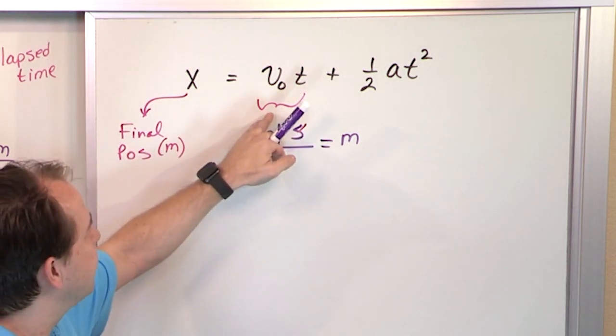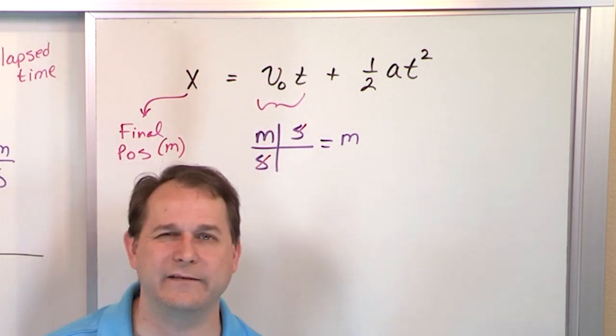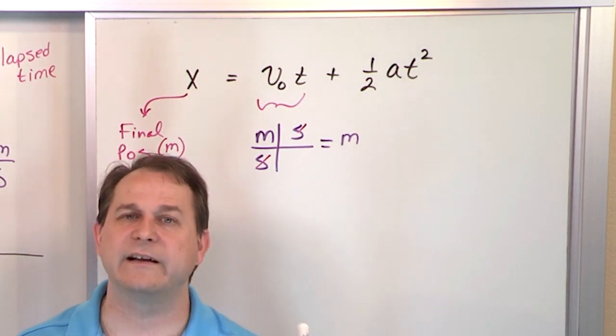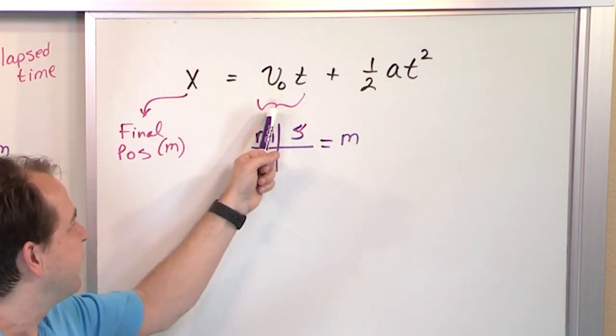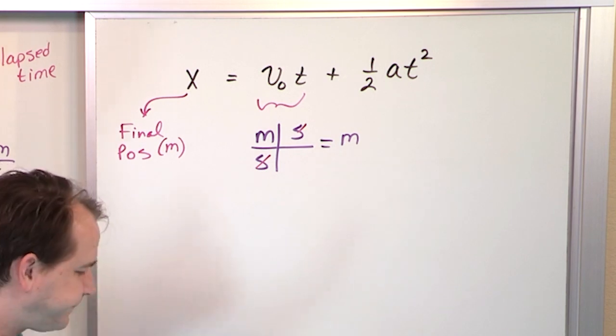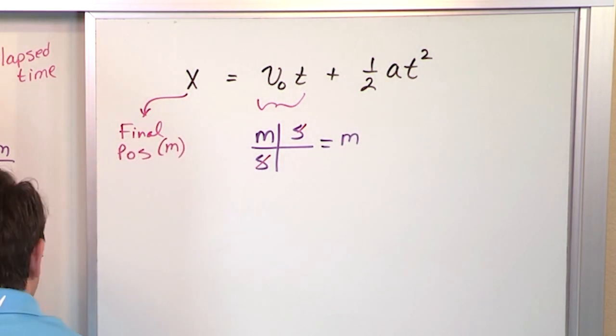So the first term is how far I have traveled only due to my starting speed. Not because I've accelerated, not because I'm speeding up, but only because I started out at 10 meters per second or whatever it is. That's what the first term is telling you, and the units are meters because it has to be meters to match what's on this side. Now, this is the term that's actually difficult for people to figure out why it works the way it does.